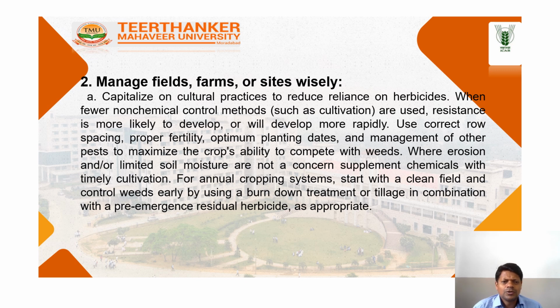Use correct row spacing, proper fertilizer, optimum planting rate, and management of other pests to maximize crop competitiveness with weeds, where erosion and limited soil moisture are not a concern. Supplement chemical control with primary cultivation for annual cropping systems. Start with a clean field and control weeds early by using a burndown treatment or tillage in combination with a pre-emergence residual herbicide as appropriate.